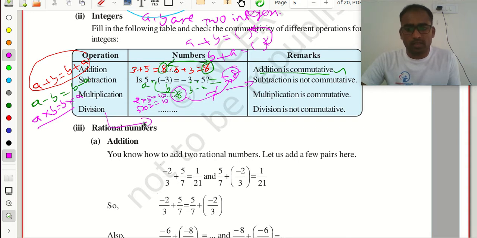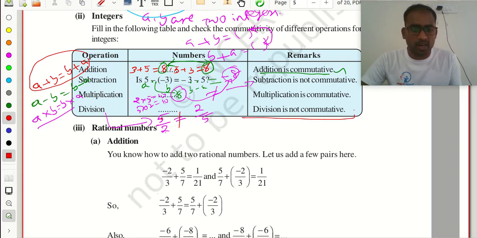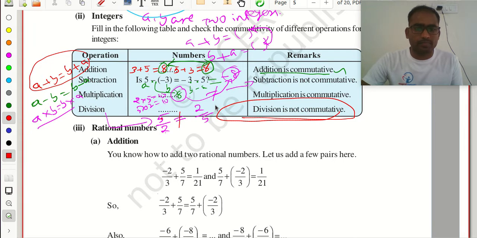Next, for division. If I check for the division. Now, 5 is an integer. Okay. 2 is an integer. So, is it equal in reverse? A by B is equal to B by A. Is this true or false? It's not equal here. This 5 by 2 is not equal to 2 by 5. So that is why we can say here division is not commutative for integers. And it is not commutative for integers and whole numbers also.